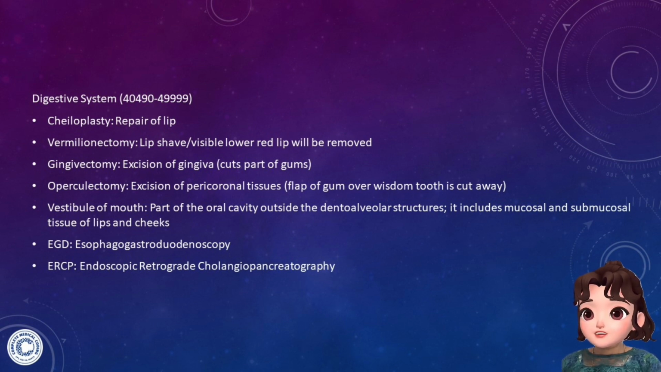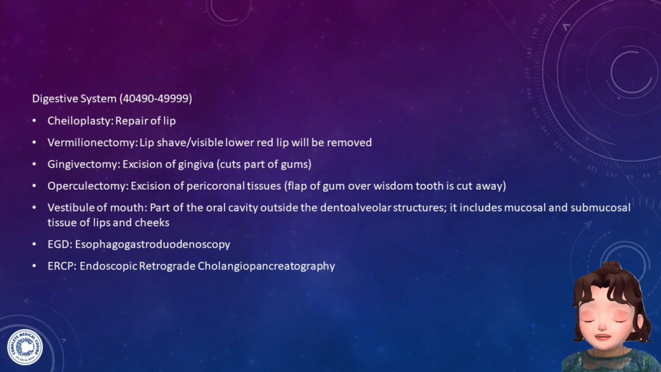Gingivectomy, operculectomy, all these are related to the mouth. Gingivectomy, excision of gingiva, means cutting few parts of gums. Operculectomy, excision of pericoronal tissues. This means flap of gum over the wisdom tooth is cut away.